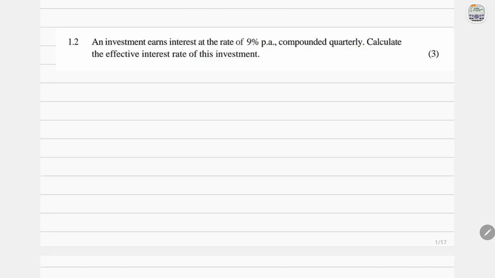Question 1.2 says, an investment earns interest at a rate of 9% per annum compounded quarterly.